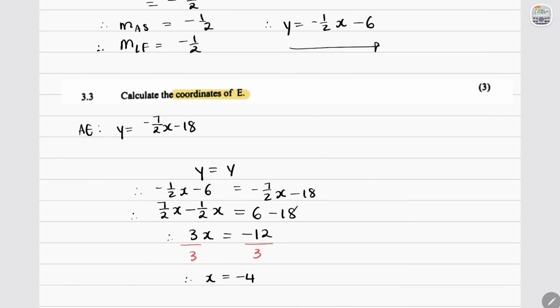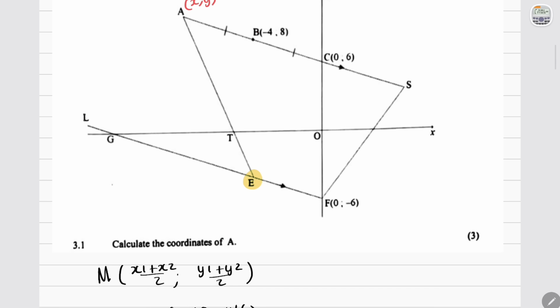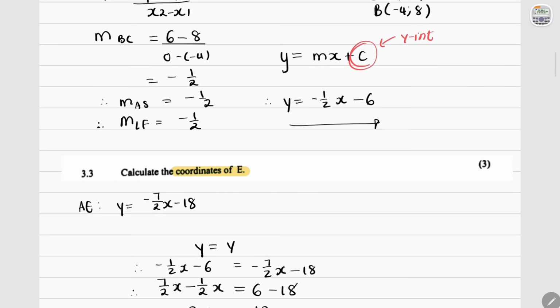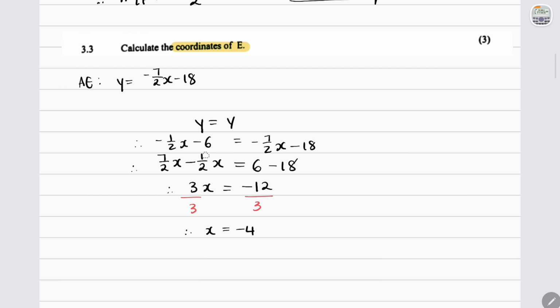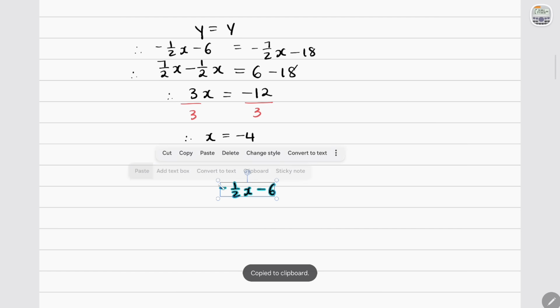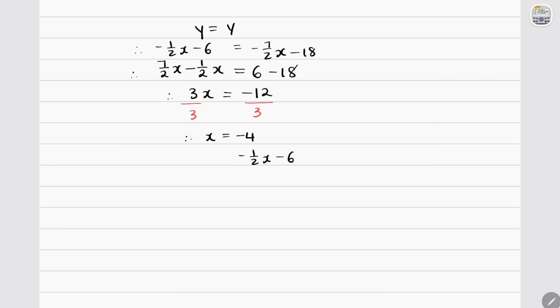We need to find the y value. So if you know that its x value is negative 4, then to find its y value, do you see that this point lies on both lines? It lies on AE and also lies on LF. So whichever line you use is fine. You can substitute into either one of them and it will still work because they have the same y value at that point. So I'll just take the easier one, the one with the half, and I'm going to substitute this x value of negative 4 here to find its y value.